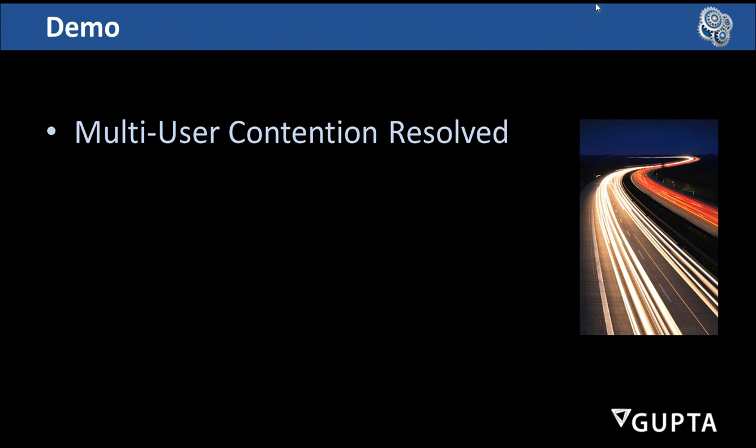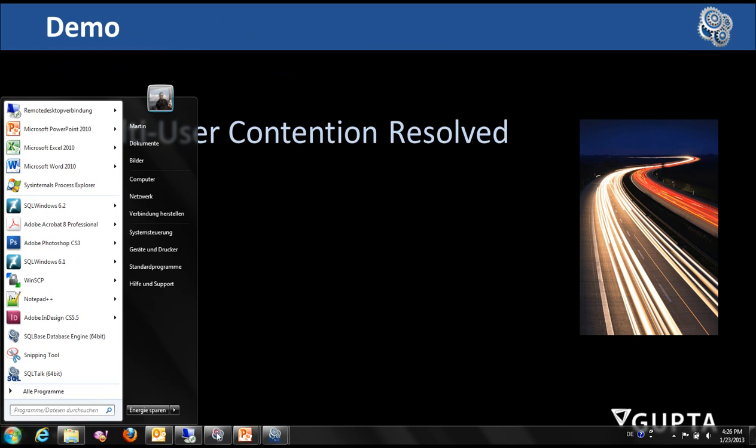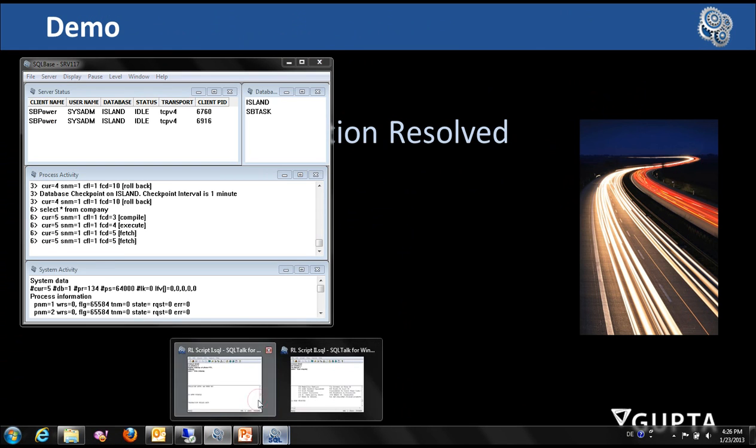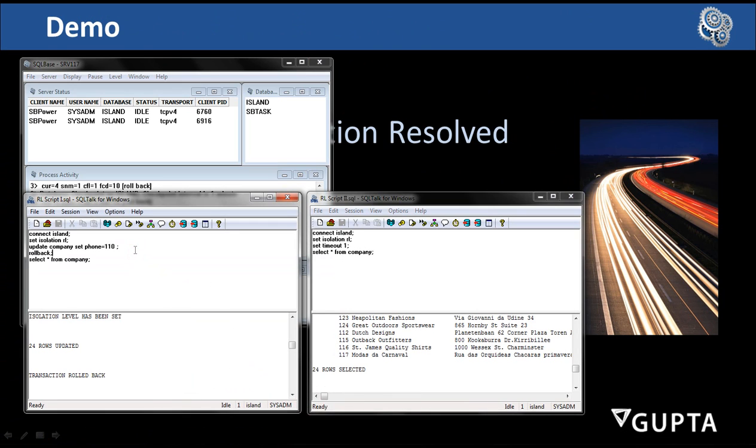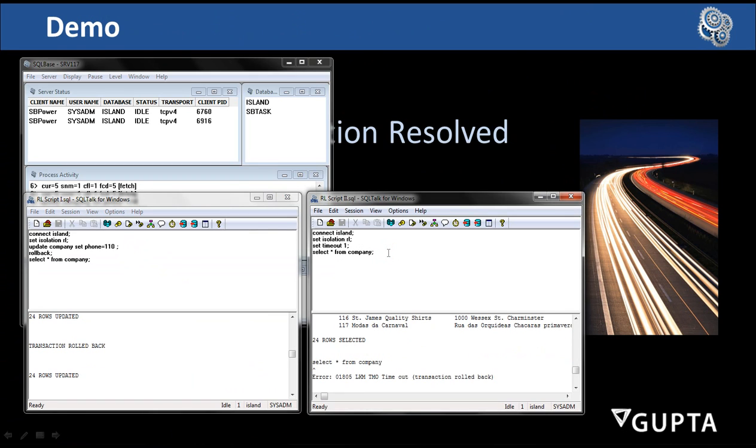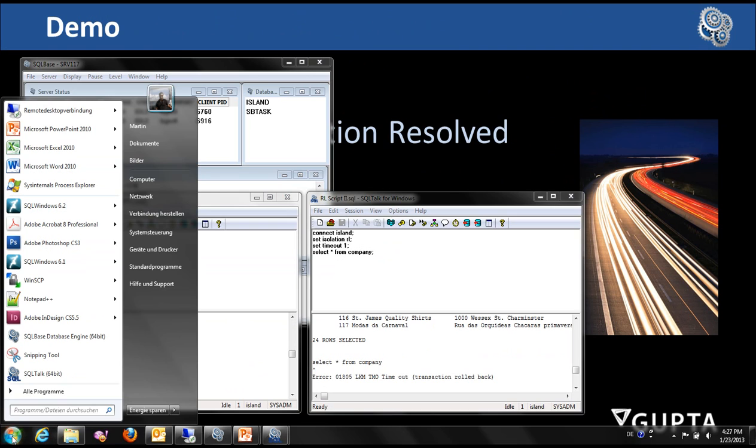So how does that look? Let's go back to the database. My two sessions here, and let's again execute an update, and you will see the same behavior as before. The transaction is rolled back because it cannot come through, because there are open locks in the database.